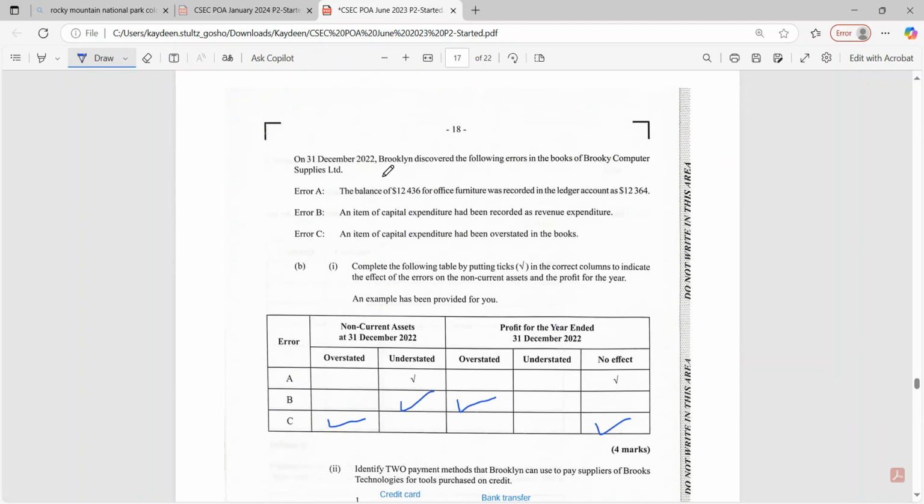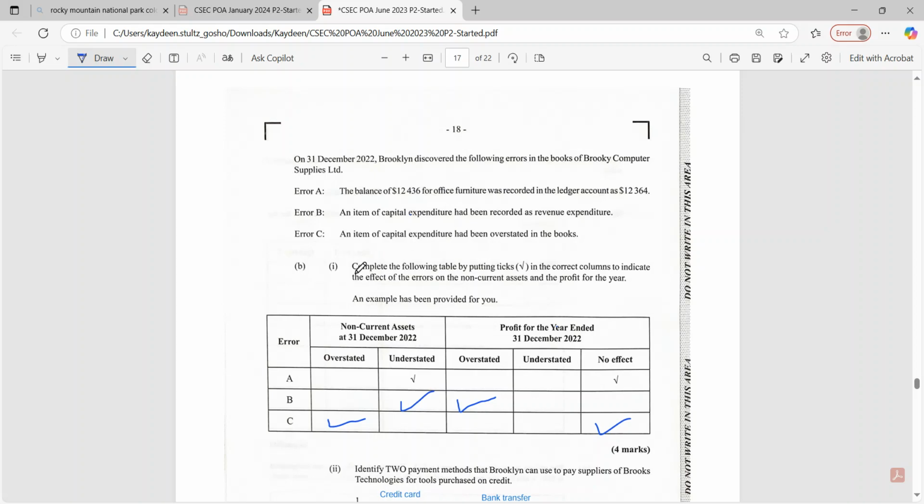On the 31st of December 2022, Brooklyn discovered the following errors in the books of Brookie Computer Supplies Limited. Error A. The balance of $12,436 for office furniture was recorded in the ledger account as $12,364.